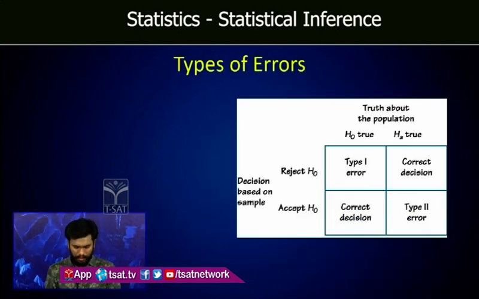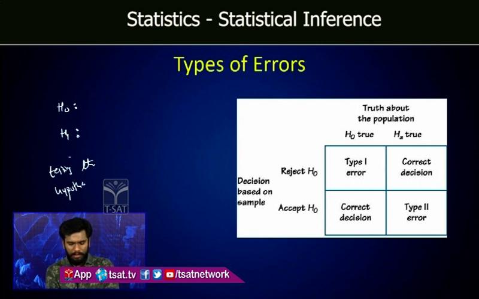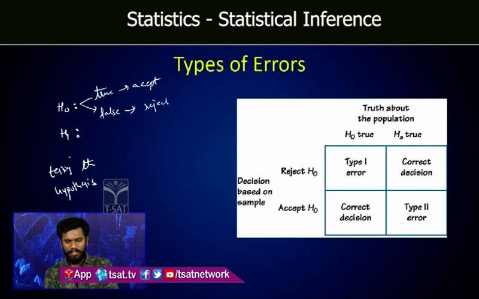I have my null hypothesis and an alternative hypothesis. Now after testing the hypothesis, if H naught becomes true, then we will accept the null hypothesis. When H naught becomes false, we will reject this H naught and we will accept the H1.